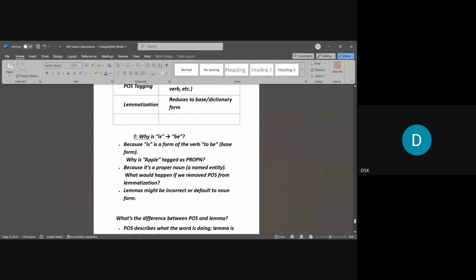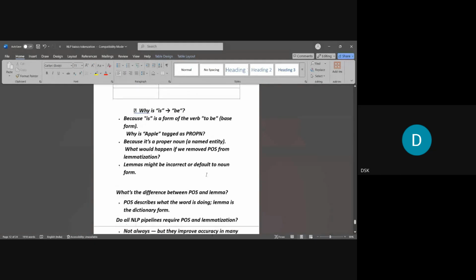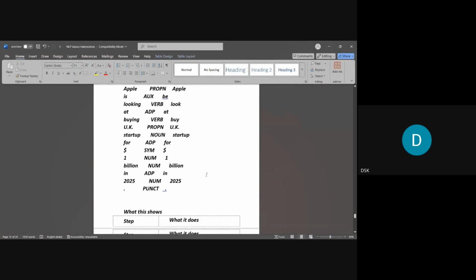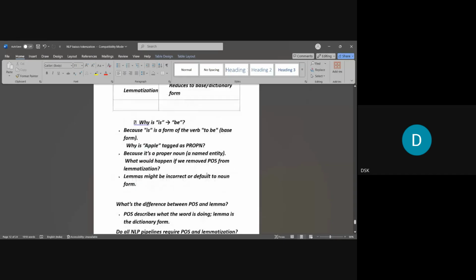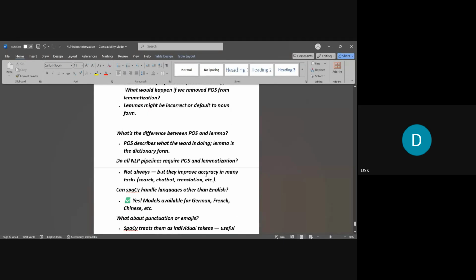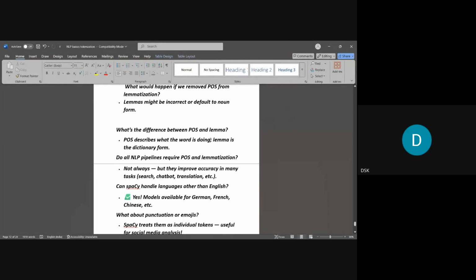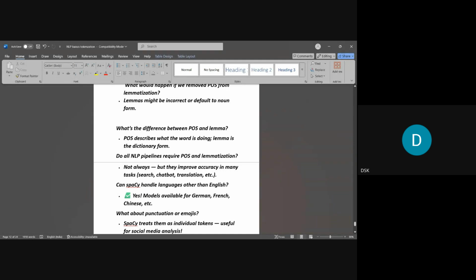So why is "is" getting converted to be? Because "is" is a form of the verb, and "to be" is the base form. And why is apple tagged as a noun? That is another example, I will share the document with you, and it is provided over there. So what is the difference between POS and lemma? POS describes what the word is doing, and lemma is the dictionary form.